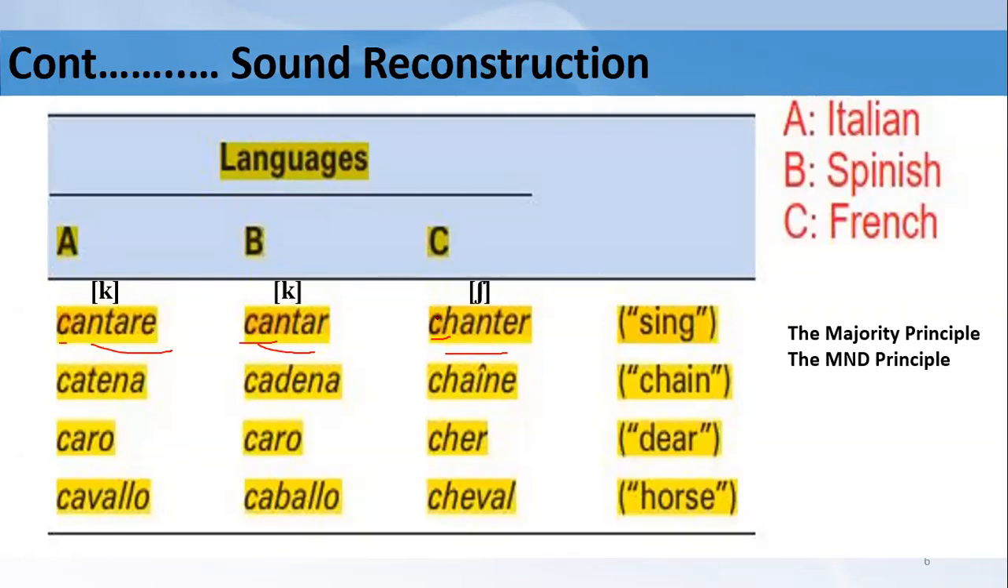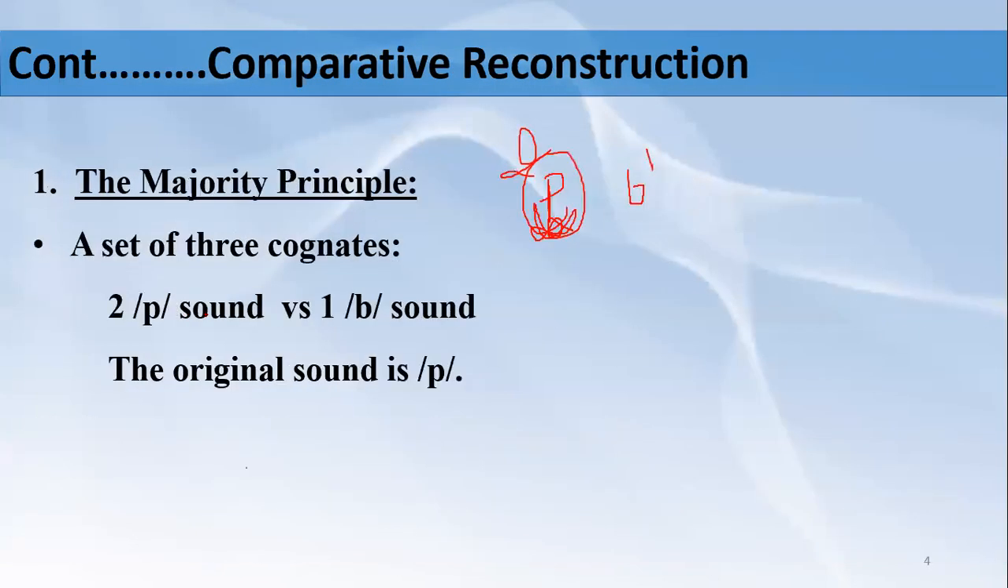It means that the protoform, the original word among this set of cognates, must have been either this one, cantare, or canter, but it can never be chanter, because majority is authority. The majority principle says that either one of these two must have been the proto word, the original word, and this has been derived later on either from this one or from that one. So this is simply what the majority principle is.